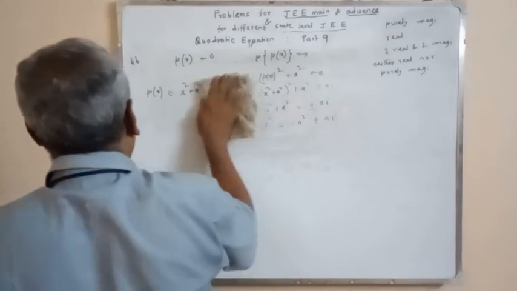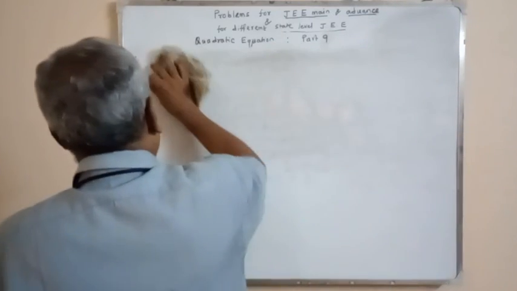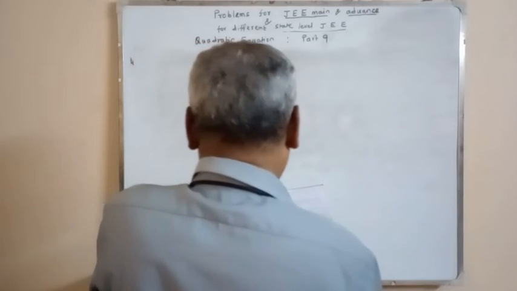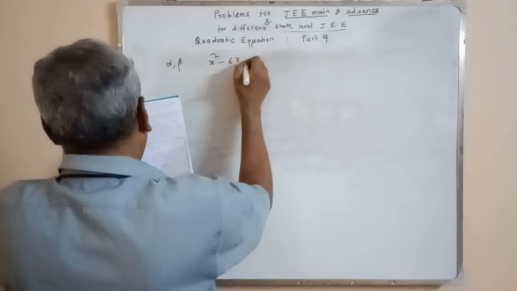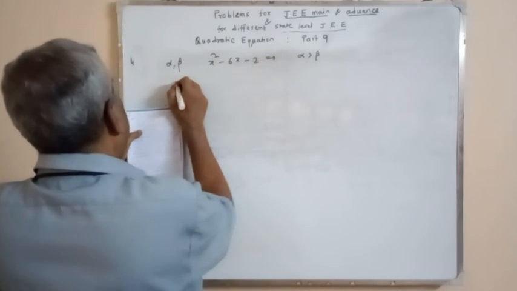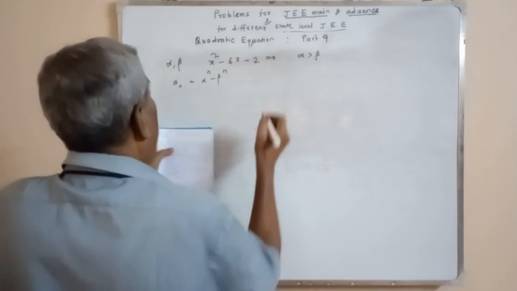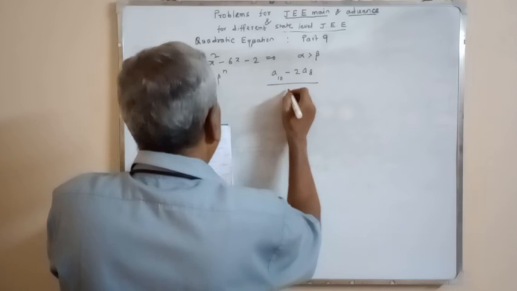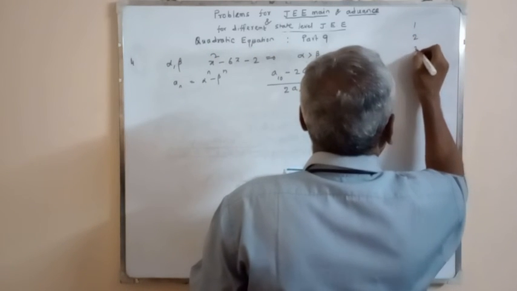Next. Problem number 47. The problem is, if alpha and beta are roots of x square minus 6x minus 2 is equal to 0, alpha is greater than beta, and a subscript n is equal to alpha to the power n minus beta to the power n, then find the value of (a10 minus 2a8) by 2a9. Options are 1, 2, 3, and 4.